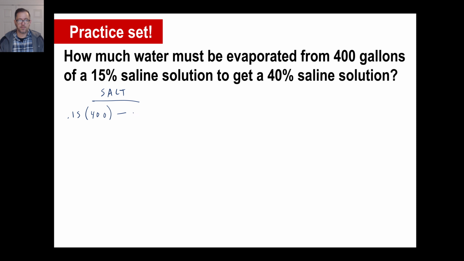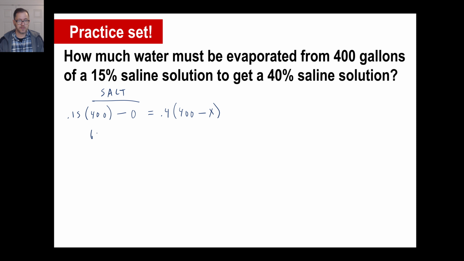How much water do we evaporate? Well, how much salt gets evaporated? None, right? If you want to write minus 0, go right ahead and do it, because nothing's going to be evaporated. We get a 40% saline solution, in other words, the whole amount is 40% salt. The question is, if we started with 400 gallons and we evaporated some amount, how do you write that? Well, you start with 400 and you take away some amount that I don't know how much it is. And there you go, look at that. You only have one variable to solve.